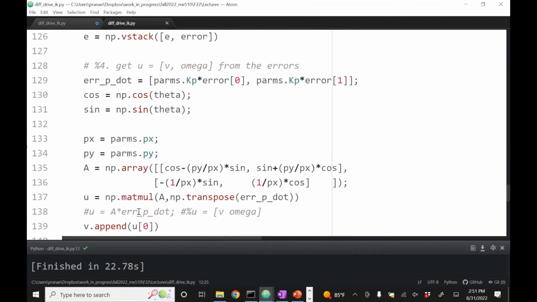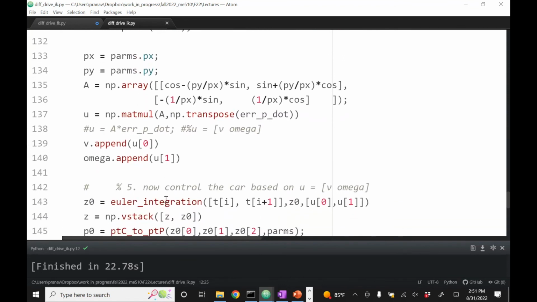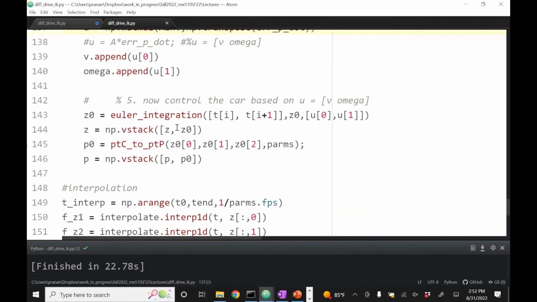And then I take the A matrix and I multiply with this. This is actually the B matrix. So A inverse times B. Or actually, this should be called A inverse. Let's write it as A inverse. Okay, and then this is actually B. And then the 5th step is that you do Euler integration.